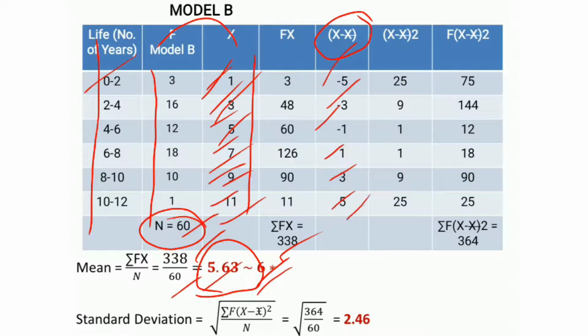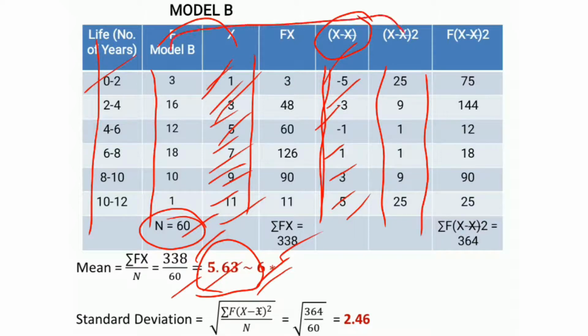After getting this, square these values. 5 5s are 25, 3 3s are 9, 1 1s are 1. After squaring, these values should be multiplied with the frequency values. So 3 into 25 is 75, 16 into 9 is 144.